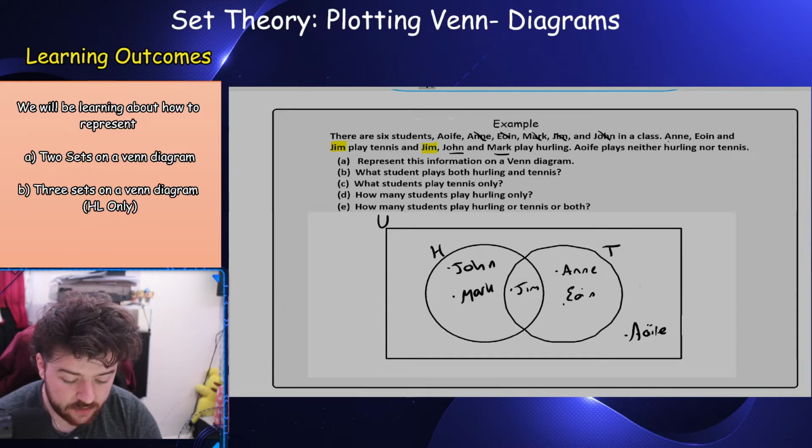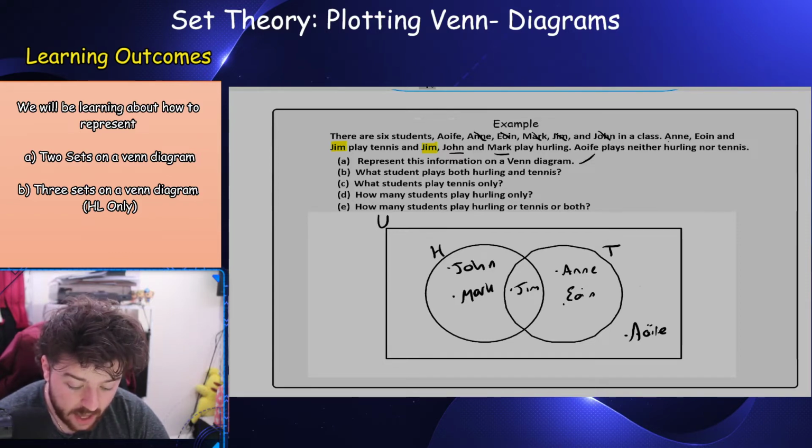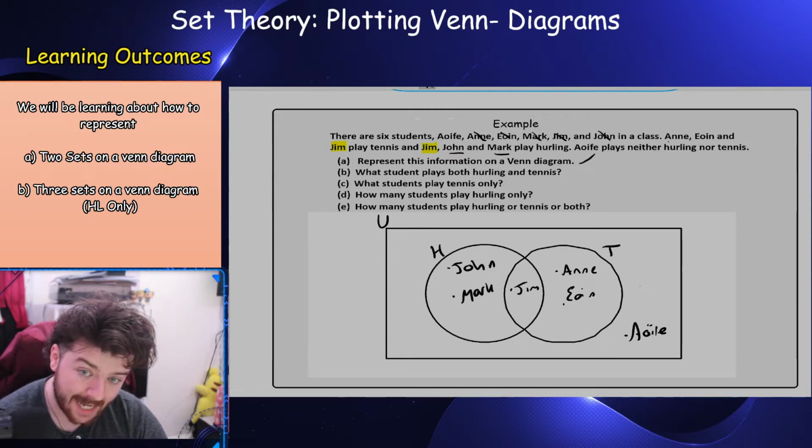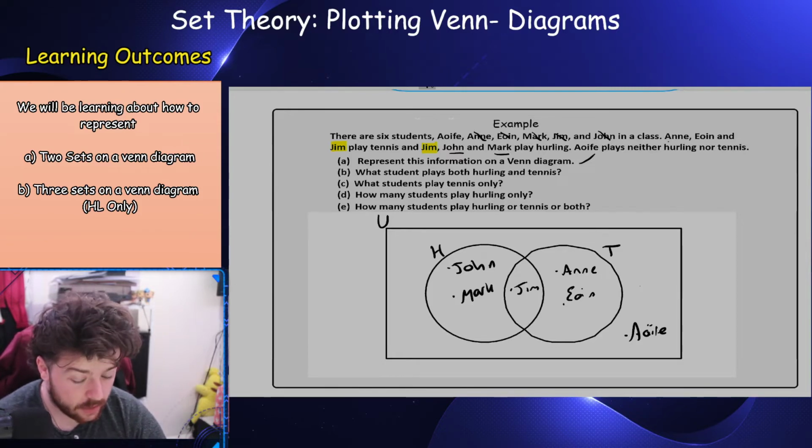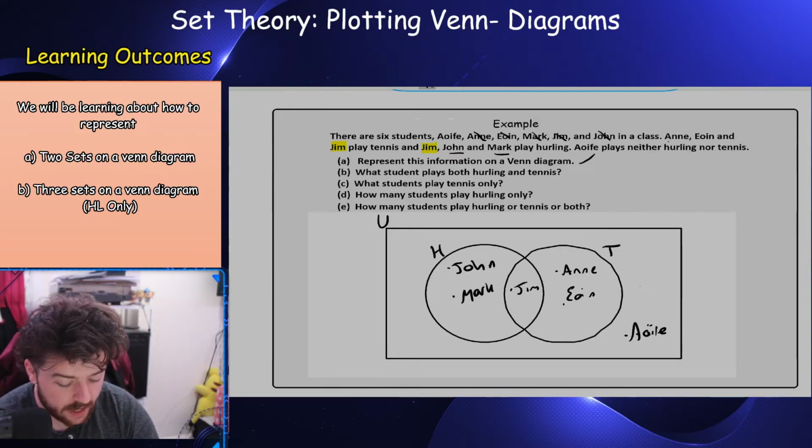So let's look at these questions. Represent the information on a Venn diagram. Tick. What students play both hurling and tennis? So i.e. the intersection. Jim plays both. What students play tennis only? Well, it's going to be Anne and Owen. How many students play hurling only? Well, 2 students play hurling only. And how many students play hurling or tennis or both? So they can play hurling only, tennis only, or both. So it's going to be John, Mark, Jim, Anne, Owen, which is 5.